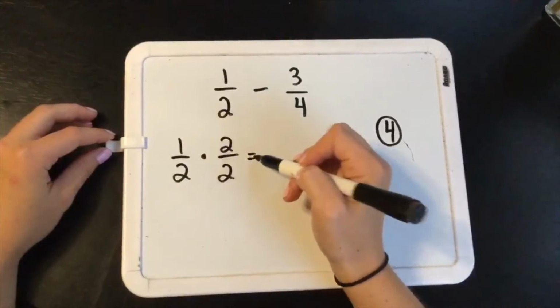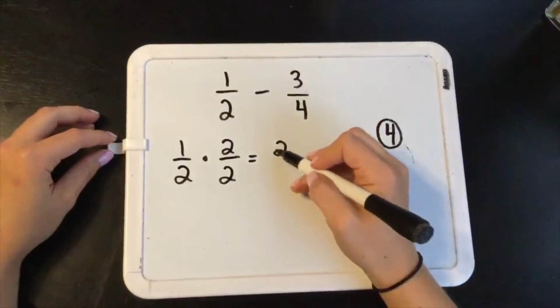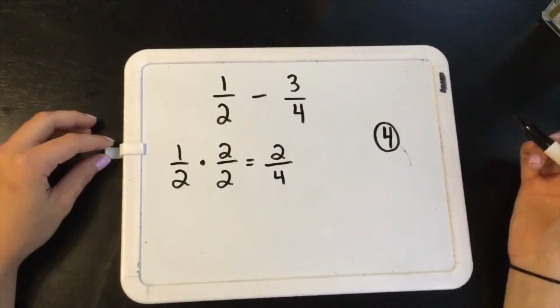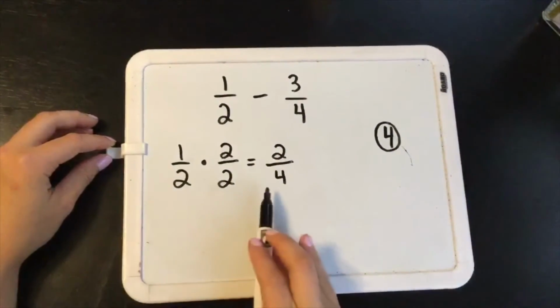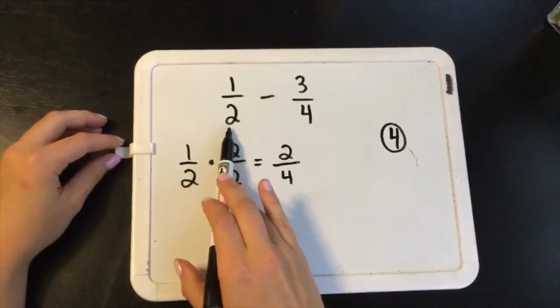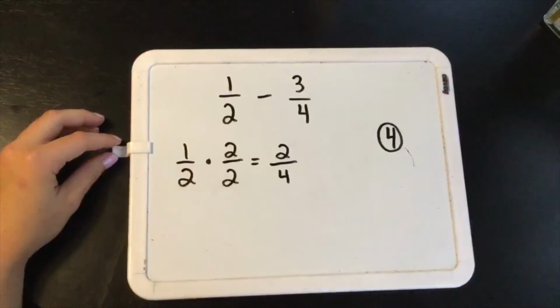2/2. Multiply the top together and you get 2. Multiply the bottom together and you get 4. 1/2 is equal to 2/4. So we're just going to replace the 1/2 in this equation with the 2/4.